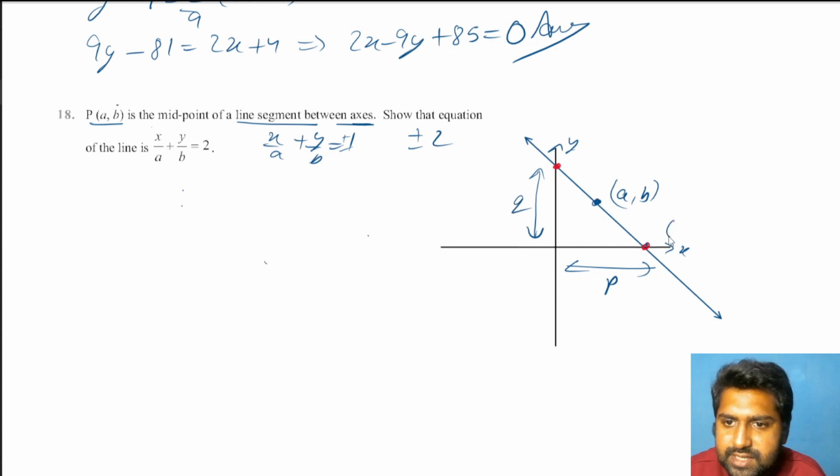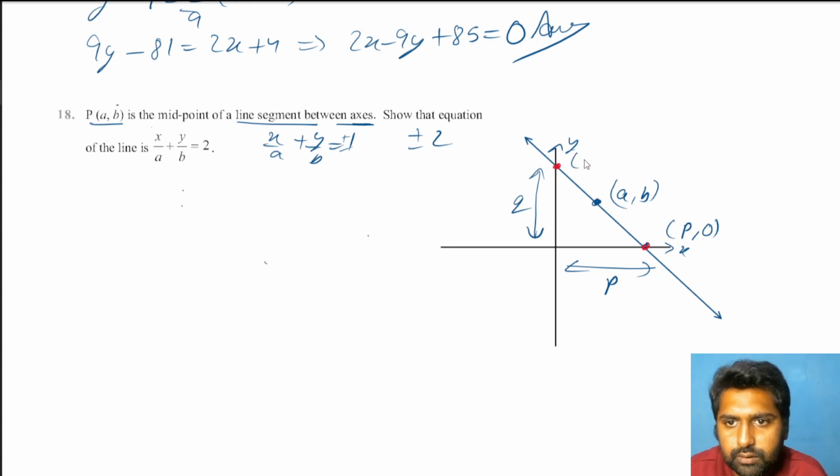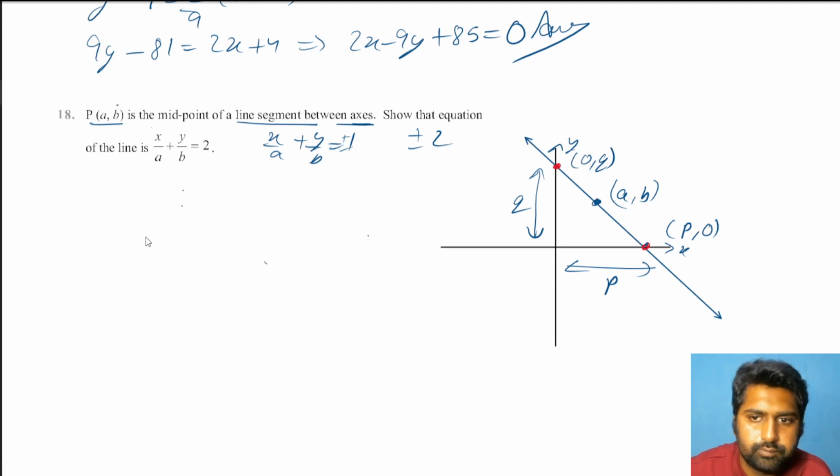So the coordinate of this will be (p, 0). It's on the x-axis, so the y coordinate has to be 0. Similarly, this one will have the coordinate (0, q). Why am I doing this? Because the moment I get p and q in terms of a and b, I can use the intercept form. This is looking like an intercept form, or not? X-intercept is p, y-intercept is q.